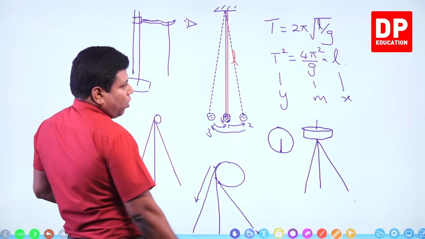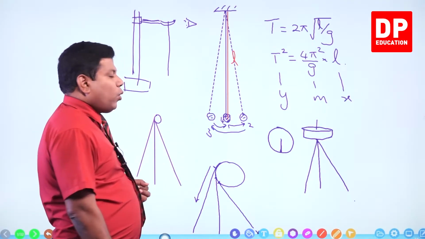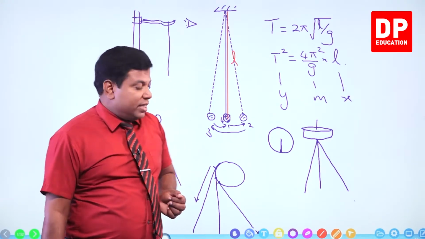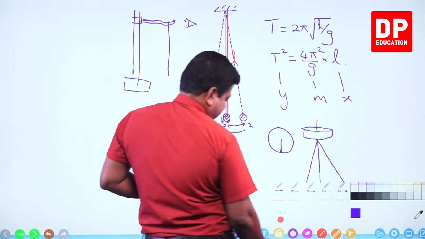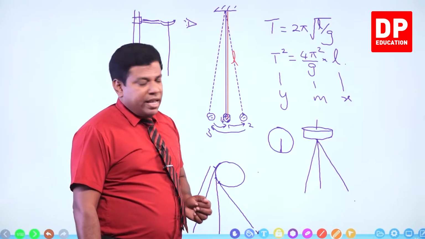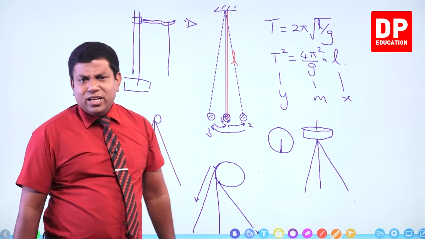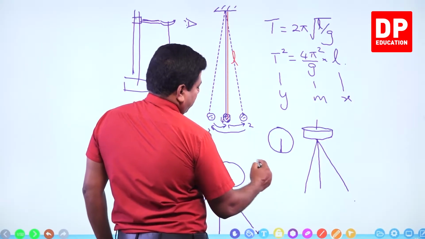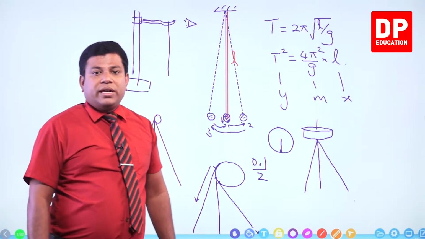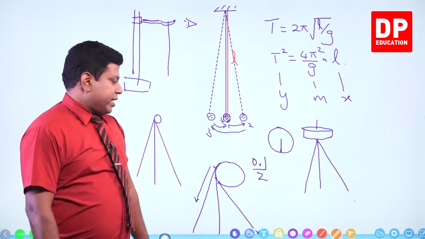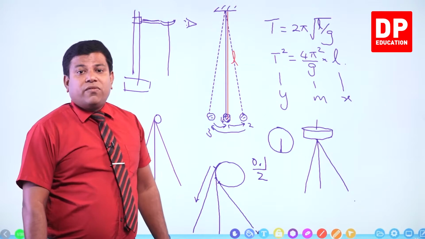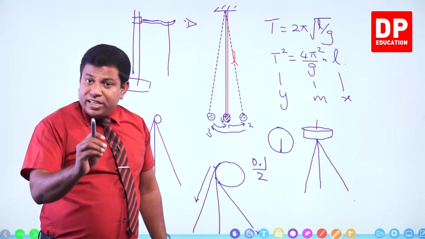Also, when we measure the time, we do not measure it for one oscillation, because the fractional error will be high. Imagine if the error in your stopwatch is 0.1 seconds, and if one oscillation takes, let us say, 2 seconds, then the fractional error is going to be 0.1 divided by 2, which is very high. If I multiply this by 100, it is going to be 5%. A 5% error is too big.